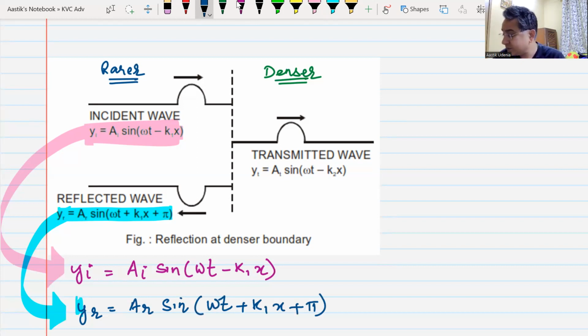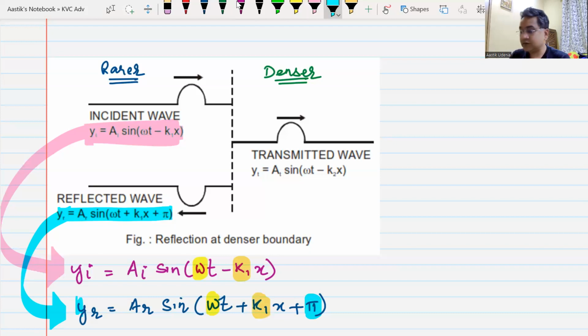What you have to see here is that omega and omega are same. Why are they same? Because omega depends on the source. K1 and K1 are same. Why are they same? Because they depend on the medium.